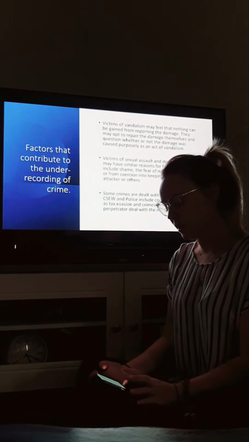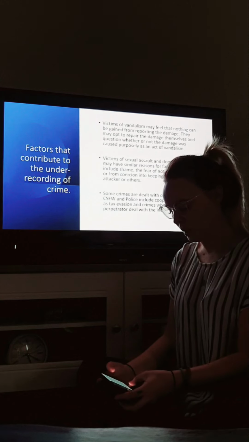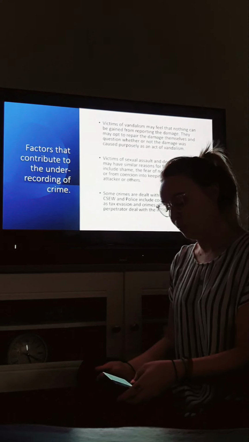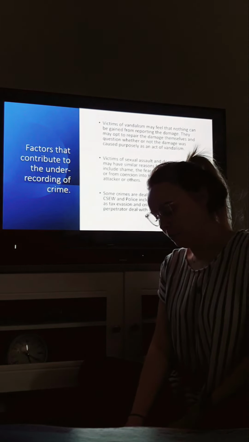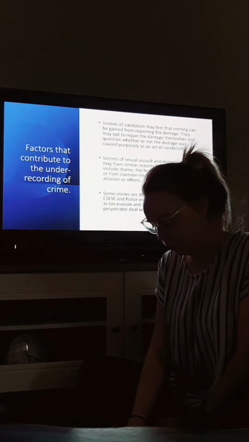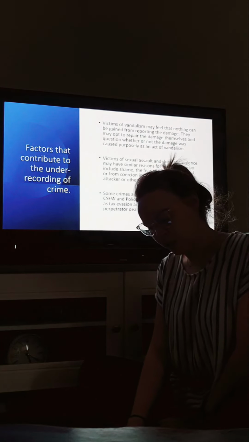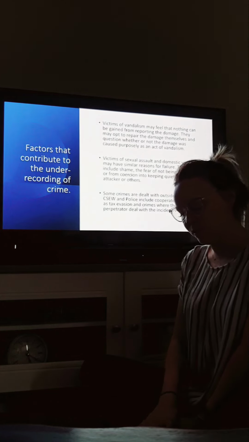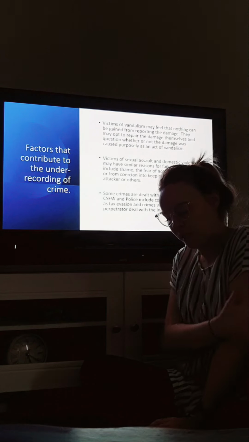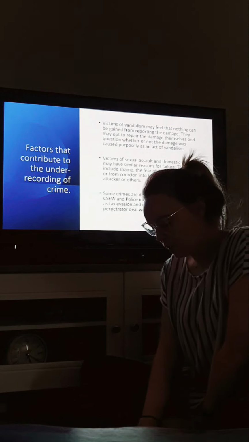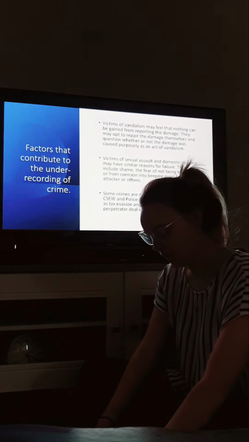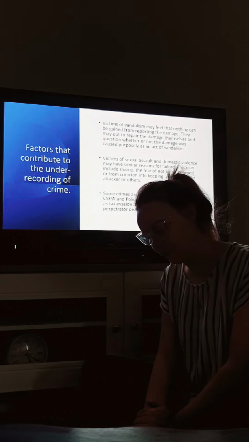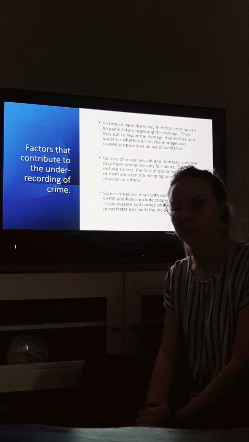Victims of vandalism may feel that nothing can be gained from reporting the damage. They may opt to repair the damage themselves and question whether or not the damage was a deliberate act of vandalism. They may also be reluctant if it went unwitnessed. Victims of sexual assault and domestic violence may have similar reasons for failure to report. This may include shame, the fear of not being believed, or coercion into keeping quiet from their attacker or others. Some crimes are dealt with outside of the CSEW and police, including corporate crimes such as tax evasion and crimes where the victim and perpetrator choose to deal with the incident personally.